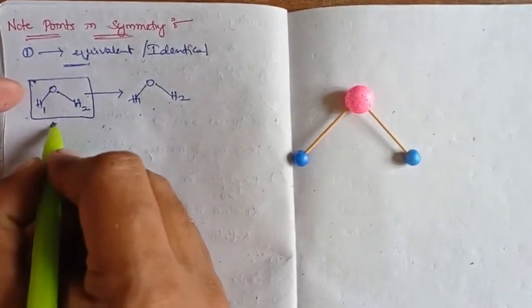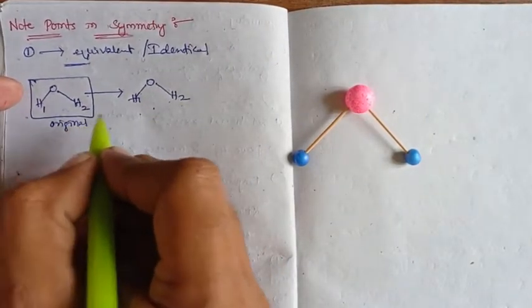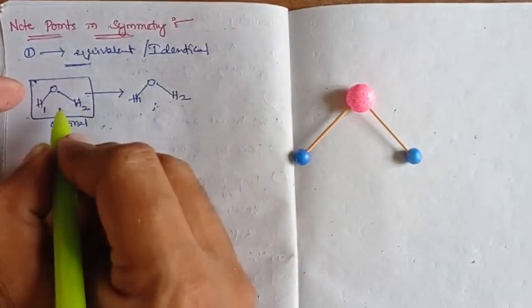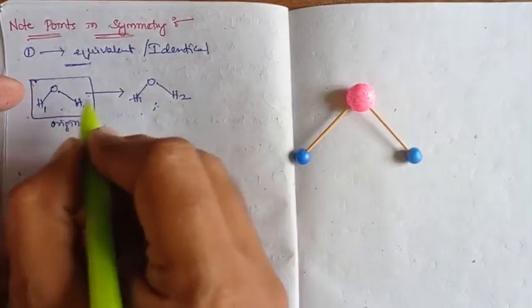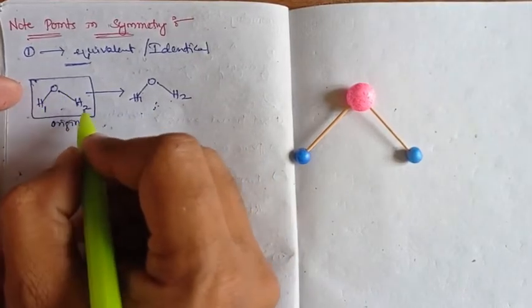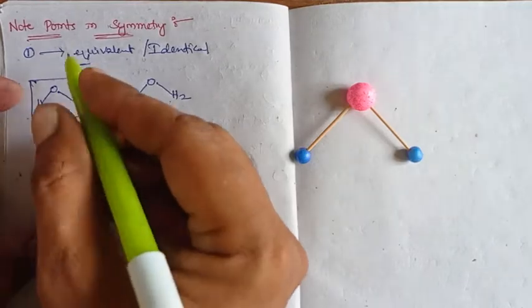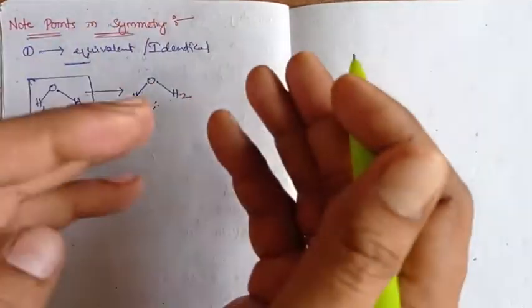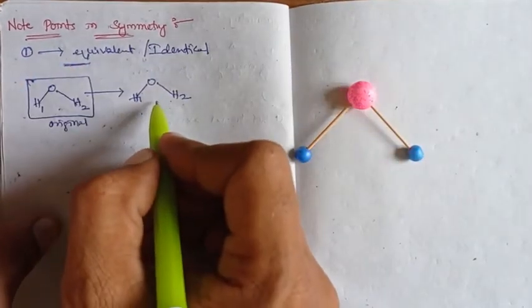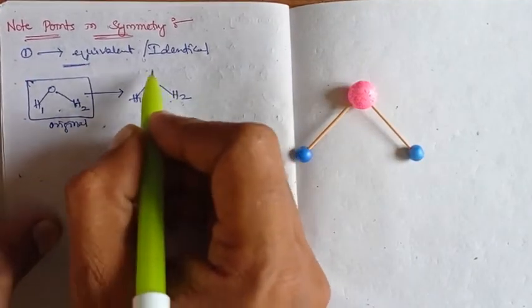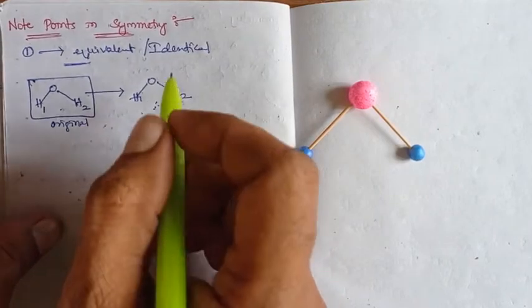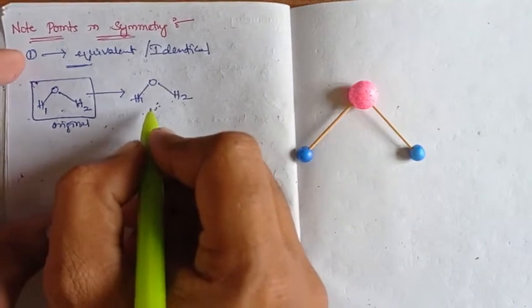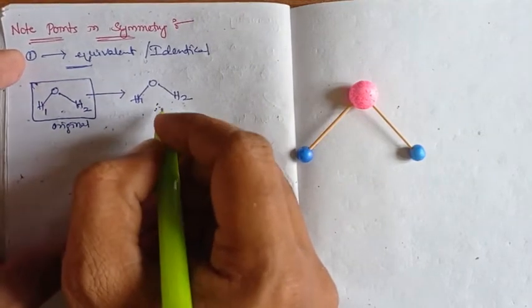So this is the original structure we took, and this is what was generated. Comparing the generated configuration with the original configuration: the original configuration is V shaped, with oxygen above, hydrogens below, one hydrogen on the left and another on the right. The generated configuration is also V shaped, with oxygen above, hydrogens below, and the hydrogen positions are the same. But is this configuration identical or equivalent?